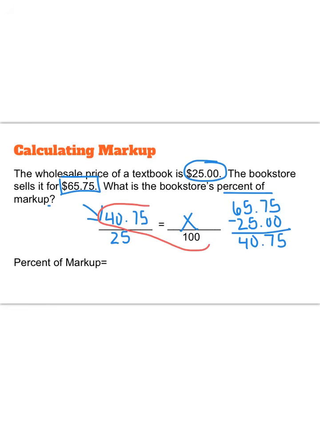And now that I have all my information, I can multiply. So pick up your calculator, take 40.75 and multiply that by 100, divide by 25, and it looks like our percent markup is a whopping 163%. That is quite a markup.